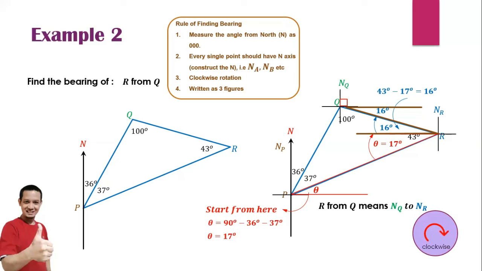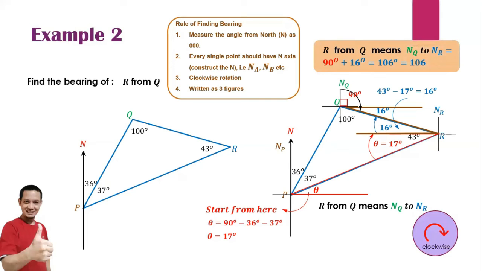But the question is, R from Q means from north Q to north R or line R. Here we are. Okay. R from Q means from north Q to line R or node R. This is the angle, right? Okay, that's the bearing, right? R from Q means from node Q to node R or line R, which is 90 degrees plus 16 degrees. We got 106 degrees. So the answer, find the bearing of R from Q is 106. Is it clear, everyone, for you? That's the concept how to find bearing.